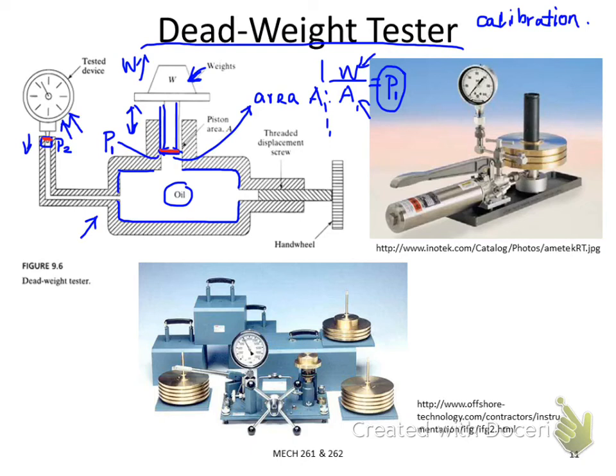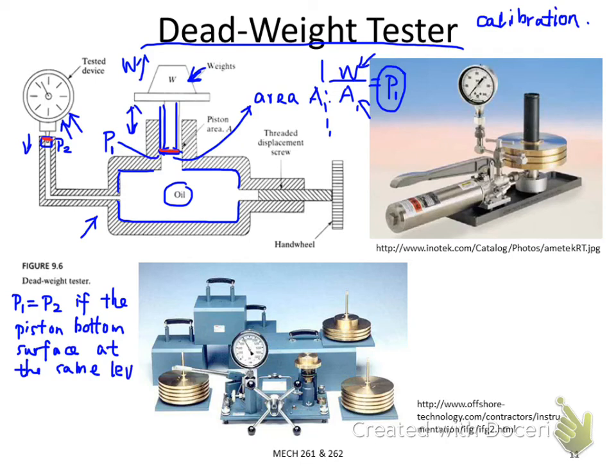So let me write it here. P1 will be equal to P2 if the piston bottom surface is at the same level with the inlet.